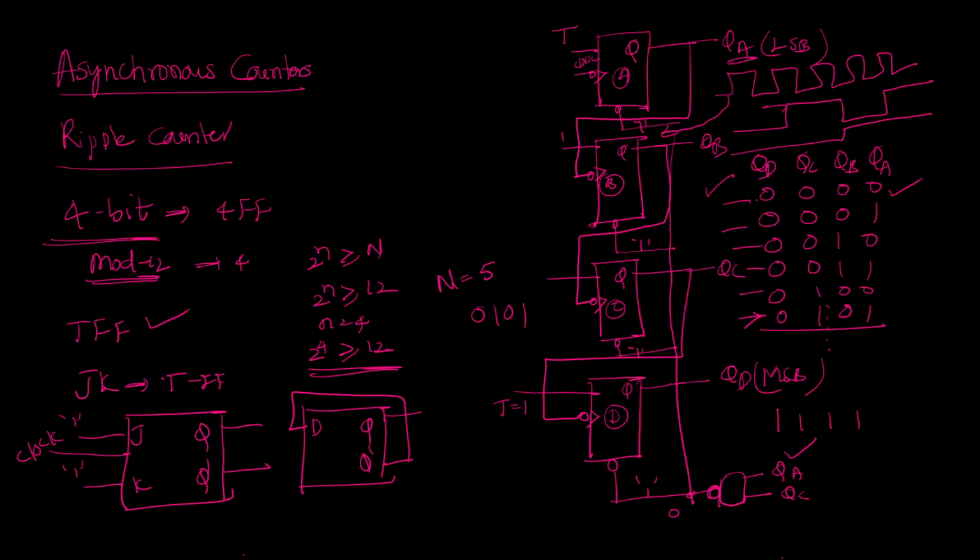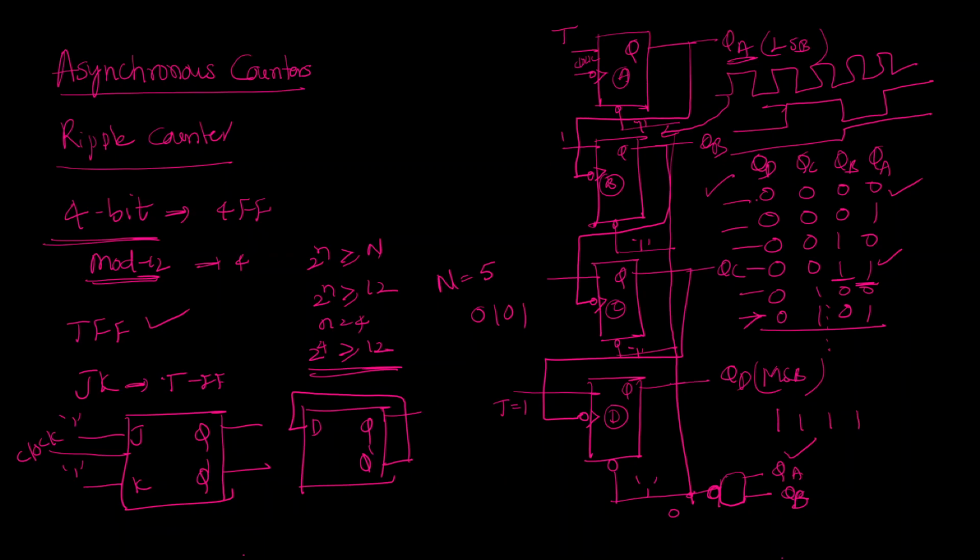Similarly, mod 4 counter, mod 6 counter. For example, if you want mod 3 counter, what I need to do instead of QA QC, it should be QA QB, because QA is 1, QB is 1. Accordingly, you need to change the circuit. So this is all about ripple counter or asynchronous counter design.